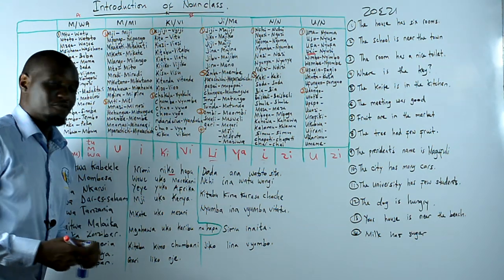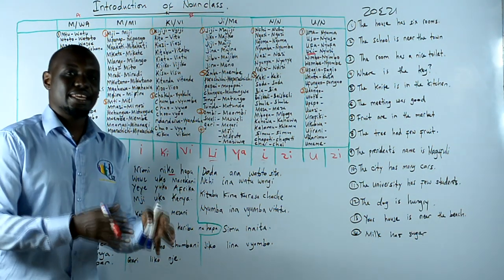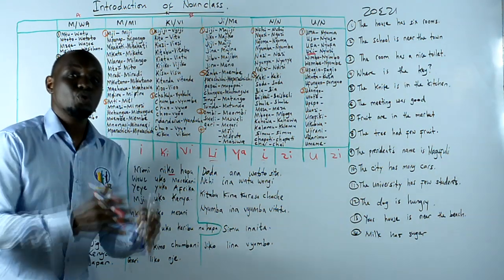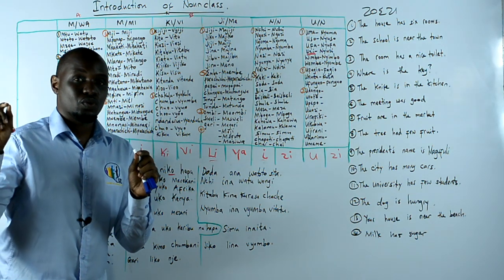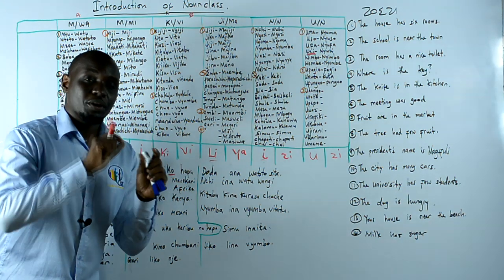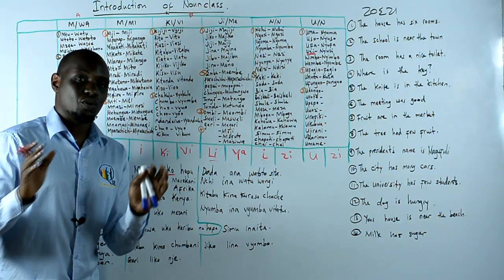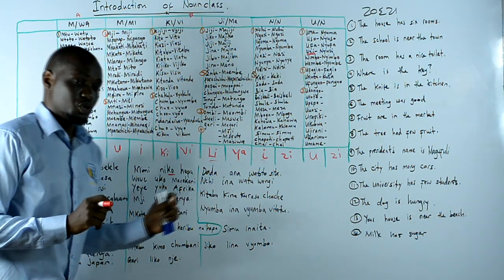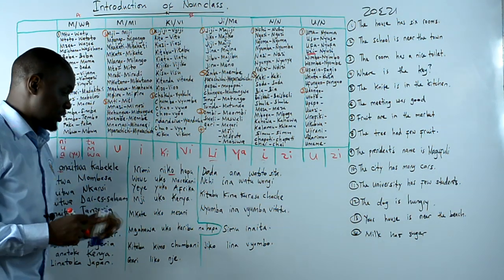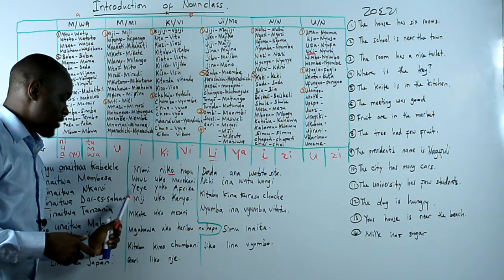Yeye yuko Africa. She is in Africa. You don't say yeye ni Africa. No, yeye yuko Africa. Go watch the Kopomo video, verb to be in a place. The locative suffixes video is very, very important for you to watch. Go watch it if you do not understand here. Yeye yuko Africa, she's in Africa.